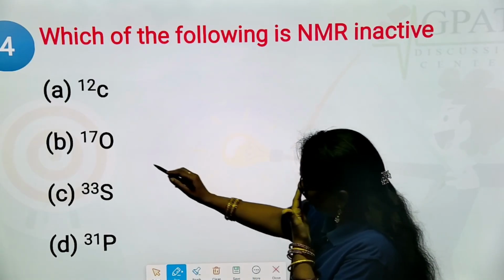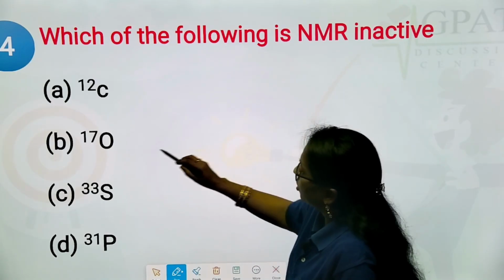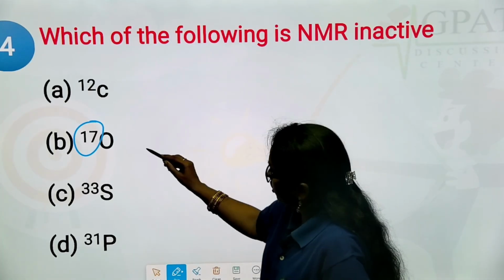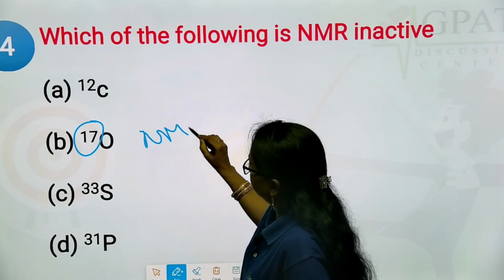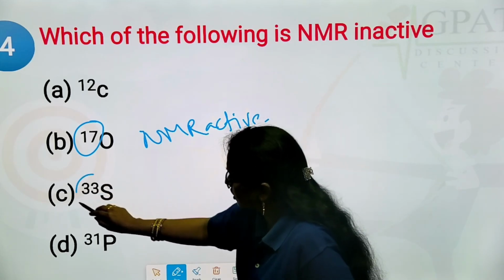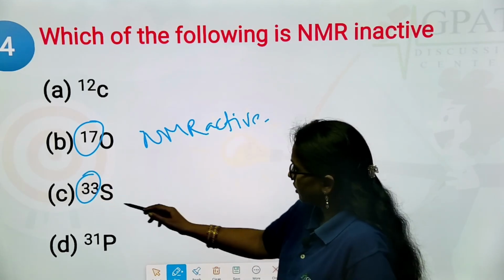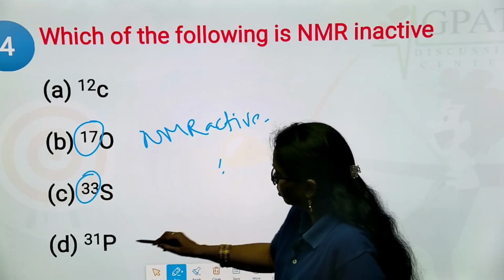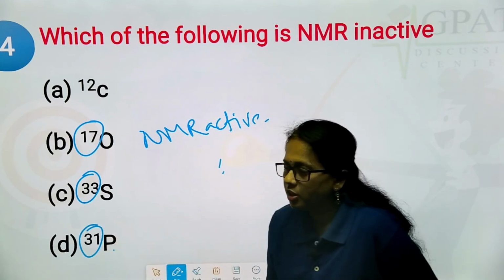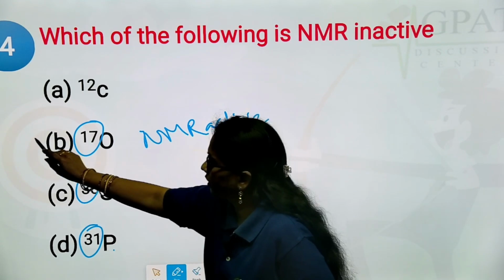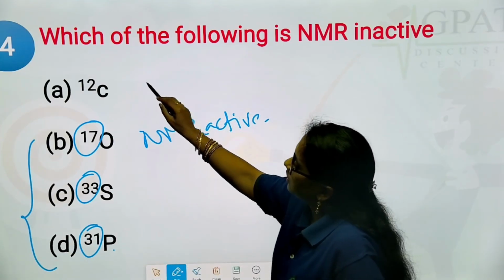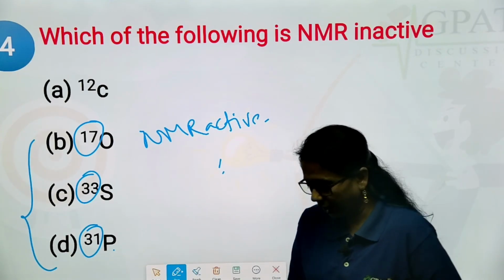If you see O17, oxygen mass number 17, that is an odd mass number, so it is NMR active. And S33, sulfur, mass number 33, that is odd, this is also NMR active. And P31, phosphorus 31, this is also an odd mass number. So all these three are NMR active. They can give the NMR signal. Only C12 cannot give the NMR signal.